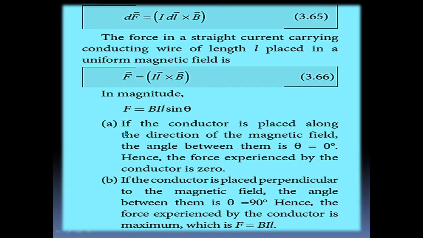First case, if the conductor is placed along the direction of the magnetic field, the angle between them is theta equal to 0 degree. When we place theta as 0 degree in this equation, sin 0 degree means 0, and 0 into anything is 0. So the force experienced by the conductor is 0, F is equal to 0. Suppose the conductor is placed perpendicular to the magnetic field, the angle between them is theta equal to 90 degree. Sin 90 degree is nothing but 1, into BIL. So the force experienced by the conductor is maximum, which is F equal to BIL.